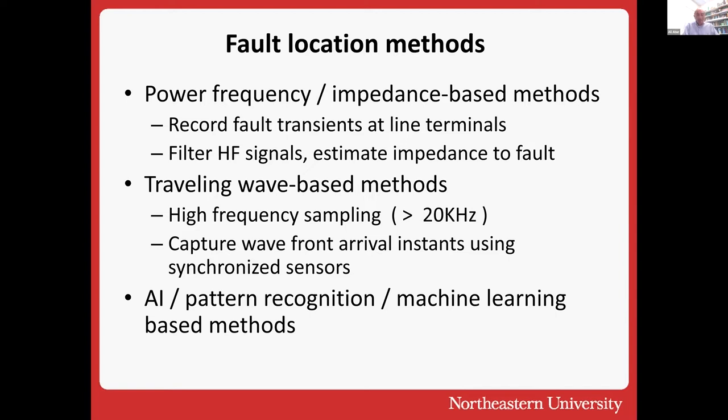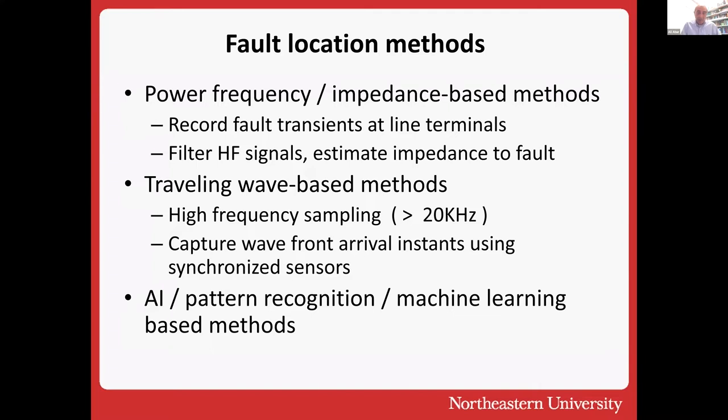And then there's the whole group of methods which rely on AI and machine learning and so forth. And they try to use either the history, the recorded history, or simulated fault scenarios to train and then hopefully get a successful prediction when they actually measure the voltage and the current during a fault.